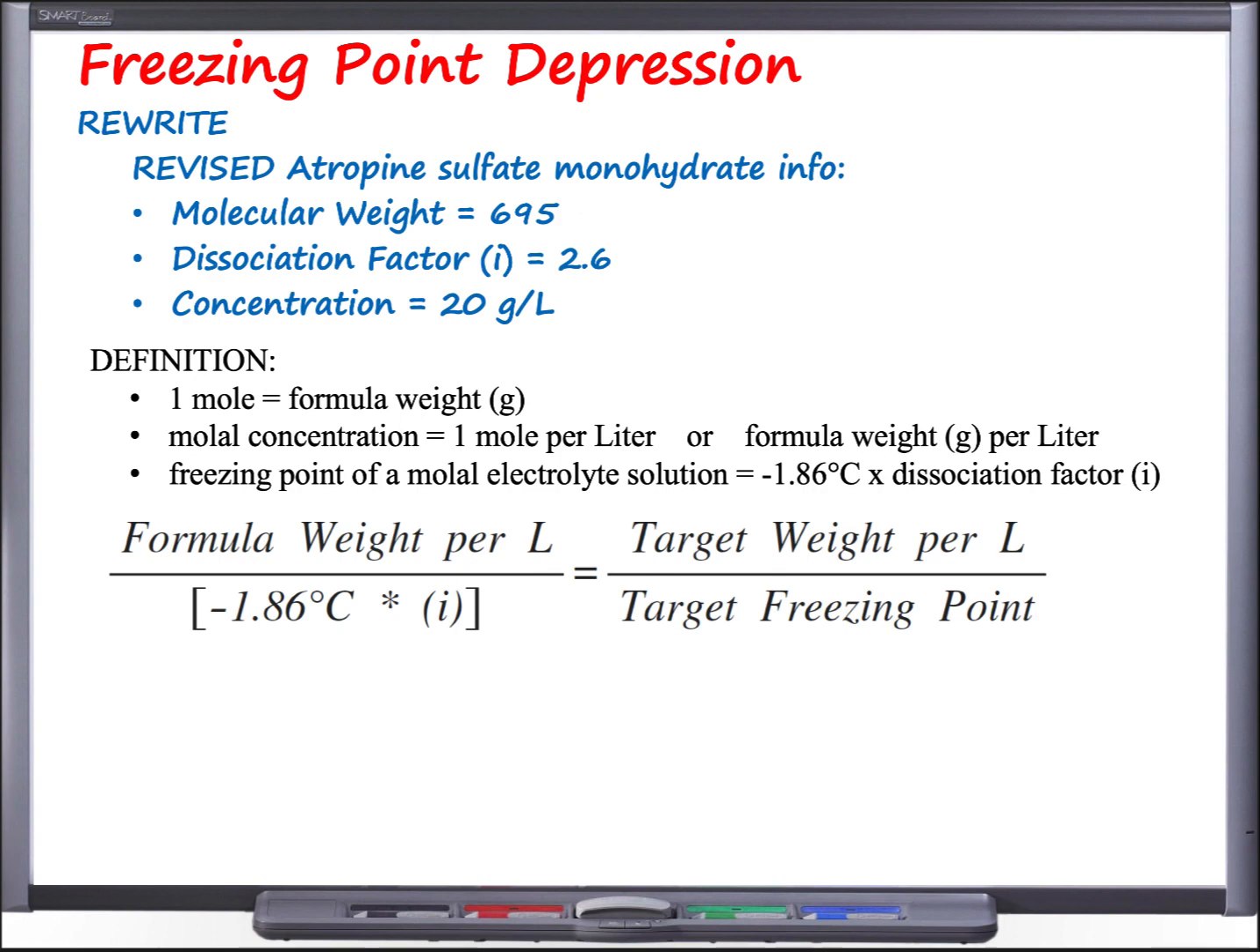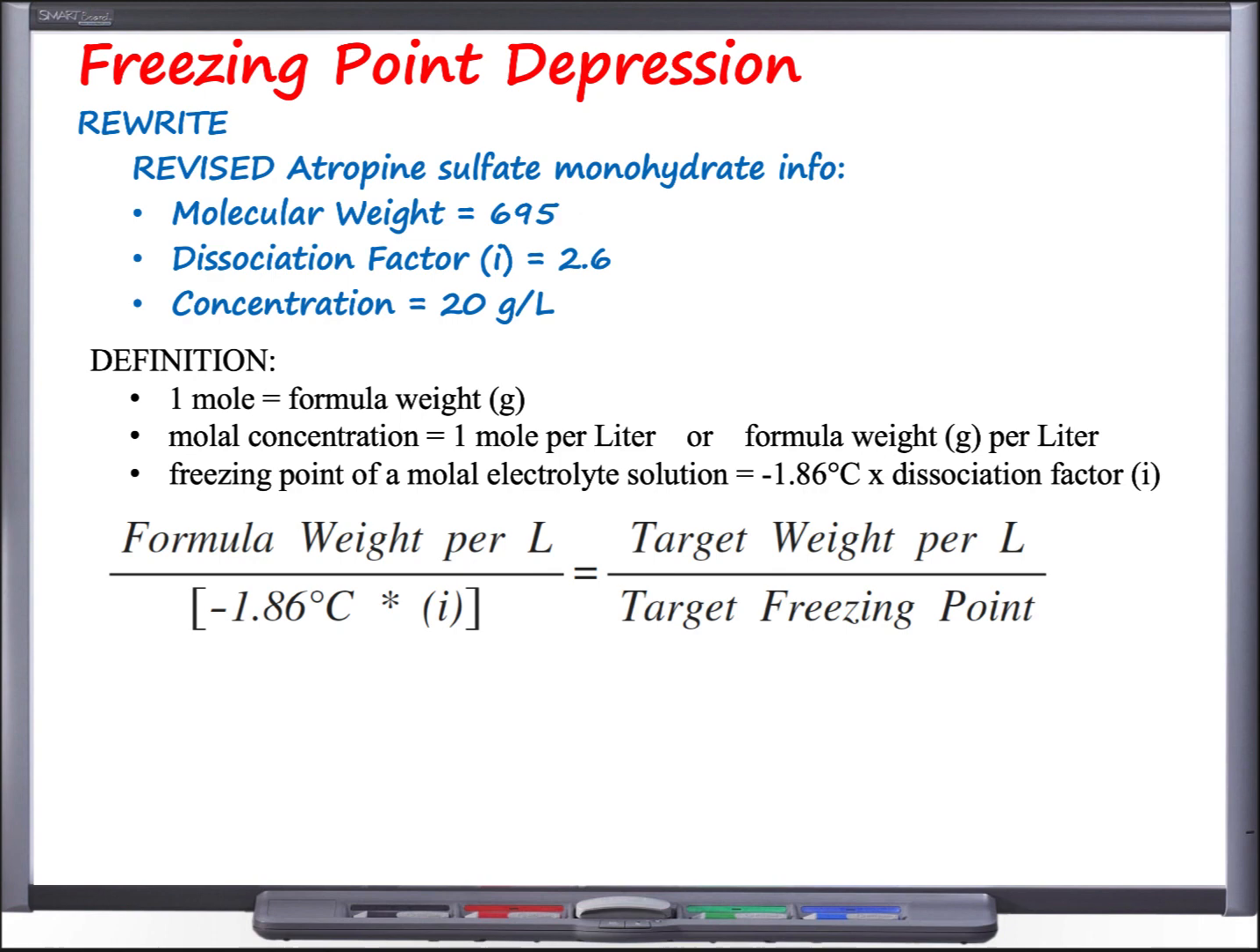Okay? So the first definition is to remind you that 1 mole of a drug is equivalent to its formula weight in grams. So if I have 1 mole, I have the formula weight of that drug in grams. You should know that. Hopefully that makes sense. Next, what is a molal concentration? A molal concentration is simply saying we have 1 mole per liter. But remember from before, since 1 mole is equal to the formula weight in grams, a molal concentration is also the same as the formula weight in grams per liter. That would also be a molal concentration.